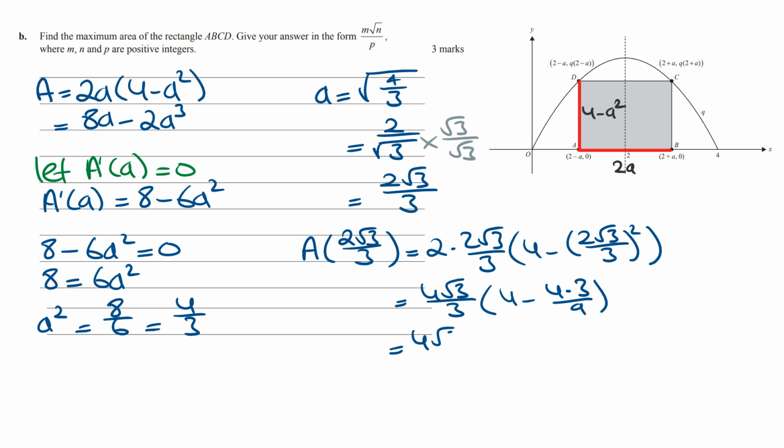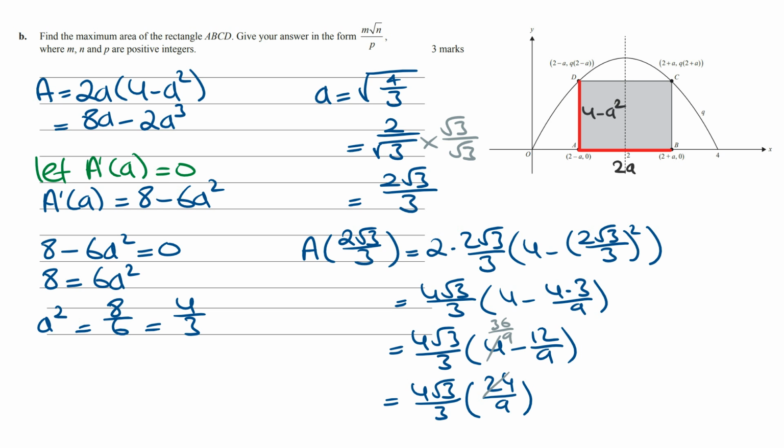And so this is going to be 4 root 3 on 3 times 4 minus 12 on 9. We can write 4 as 36 on 9. And so this is going to be 4 root 3 on 3 times 36 minus 12 is 24, and then divide by 9. From here we can cancel out the 3 and the 24, and so this is going to be 8, and so this is equal to 32 root 3 on 9. And so the maximum area is going to be 32 times root 3 on 9 square units in the form required.